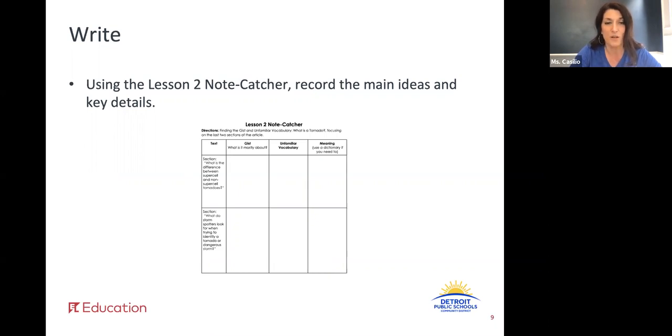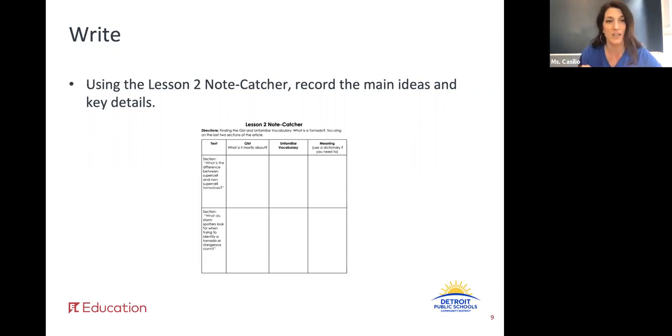You'll see there are 4 columns and 2 rows. Our first column says text. So it's going to focus in on 2 specific sections. The first section is that very first section of the article, and the second section is titled, What do storm spotters look for when trying to identify a tornado or a dangerous storm?